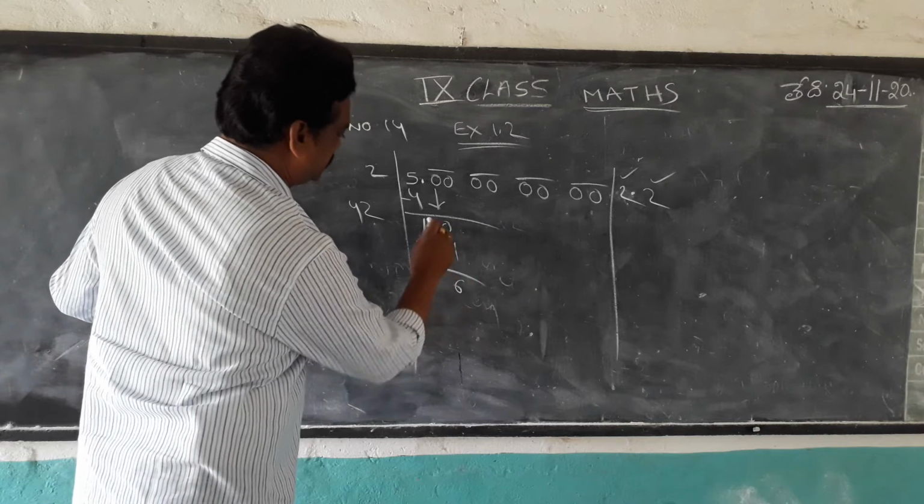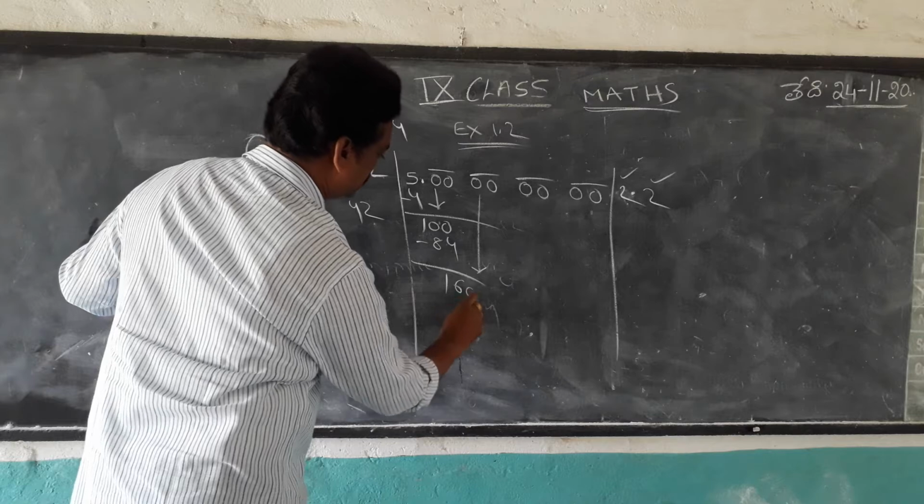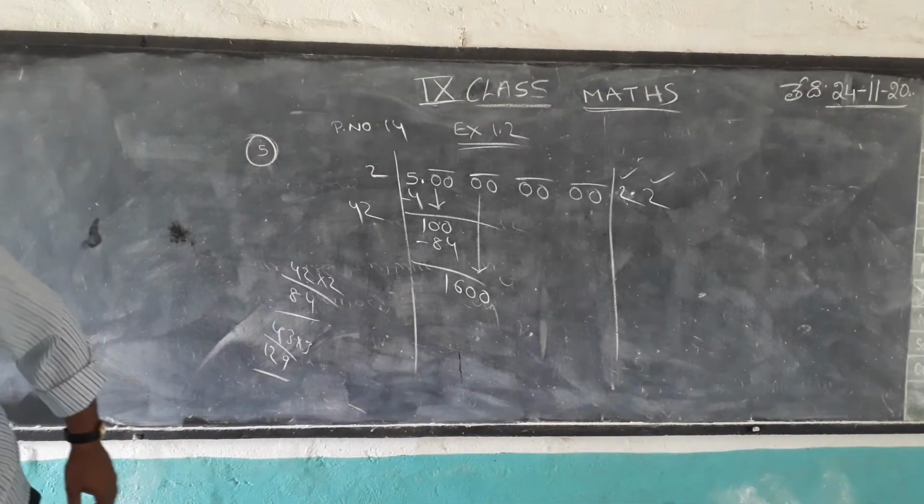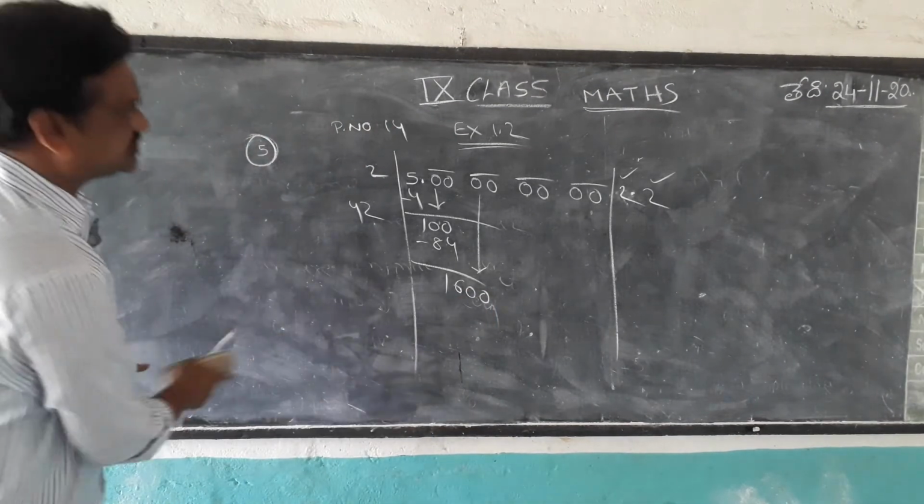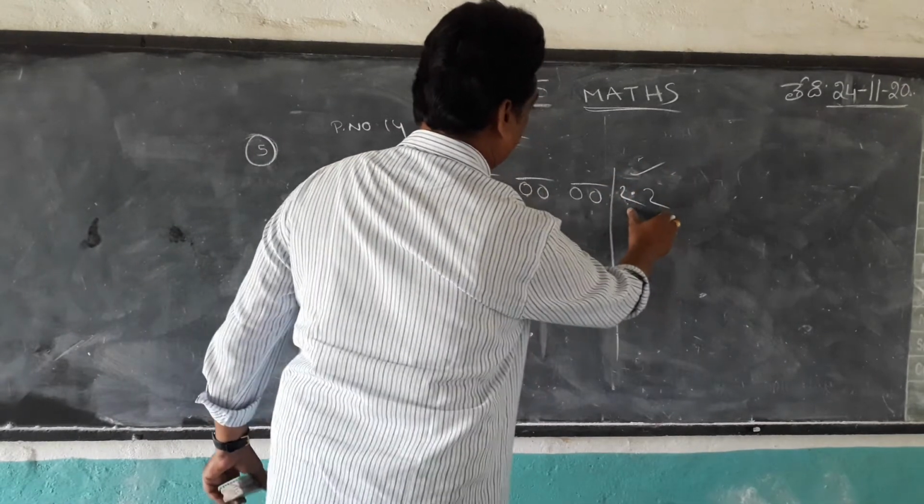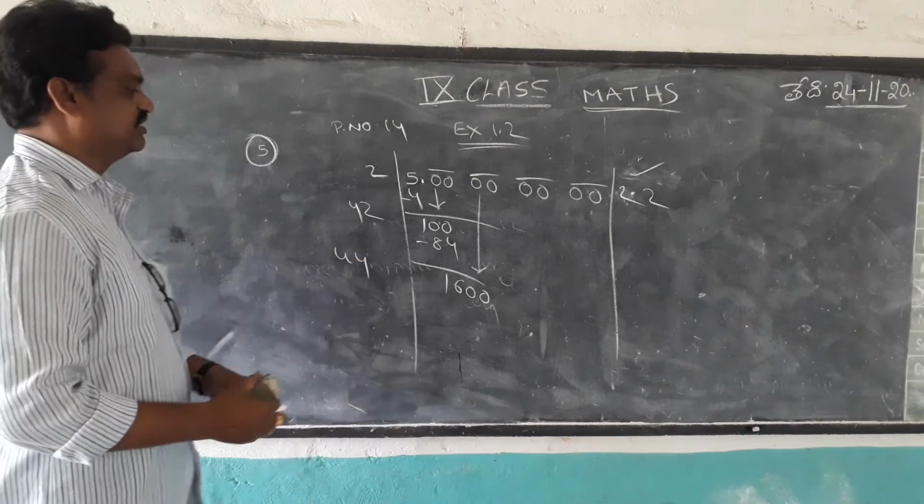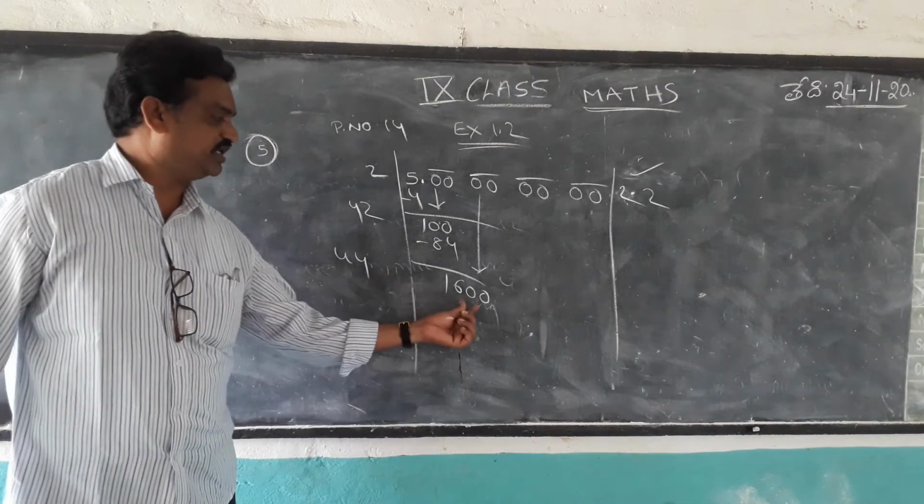10 minus 4 is 6, 9 minus 8 is 1. Write another bar. That means 2 zeros. Next, you have to take double numbers. Double of 22, 22 2s are 44. This number you multiply with 2, nearest to 1600.